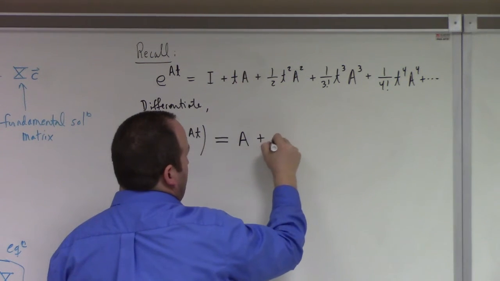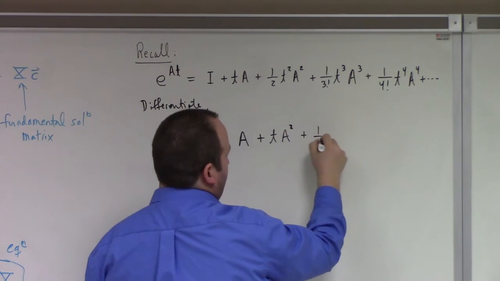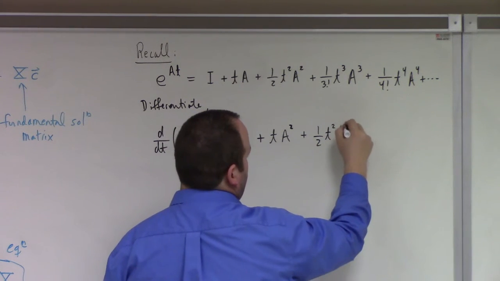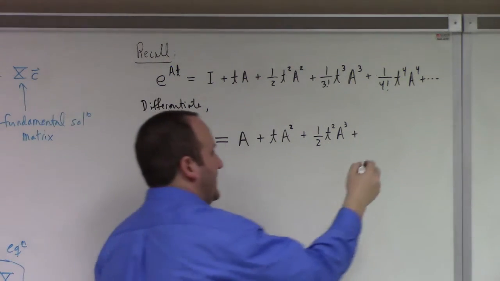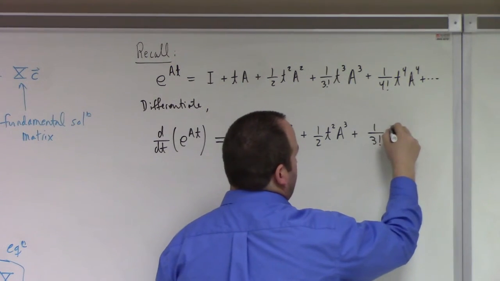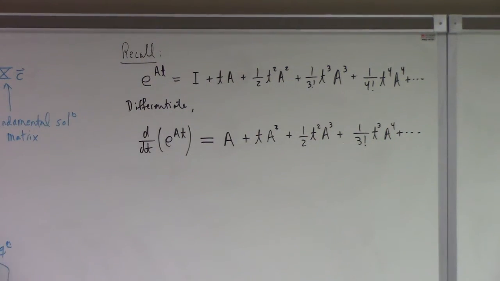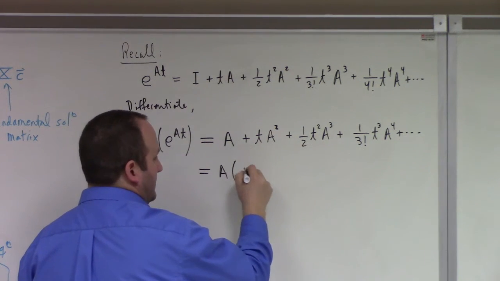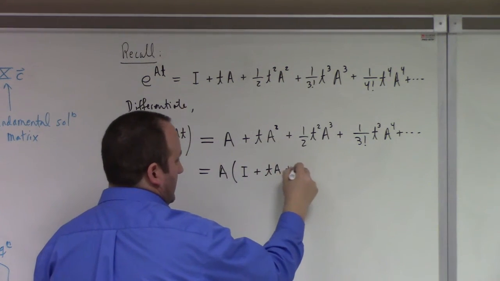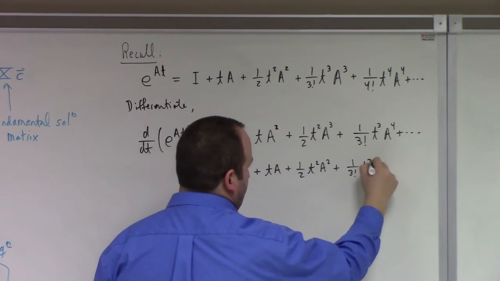This gives me plus tA squared. This guy gives me plus 1/2 t squared A cubed. This one gives me a 4 over, what's 4 over 4 factorial? 4 over 4 factorial is 1 over 3 factorial, t cubed A to the fourth, and so forth. Now if you tilt your head and squint, you can see that we should factor out an A here, right? Factor out an A, that gives us I plus tA plus 1/2 t squared A squared plus 1 over 3 factorial t cubed A cubed.